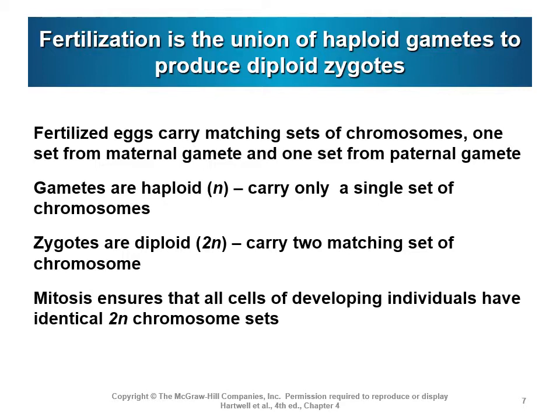Gametes are haploids. They carry a single set of chromosomes. Zygotes are diploids. They are carrying two matching sets of chromosomes. Mitosis ensures that all dividing cells develop into individuals that have an identical full set of chromosomes.